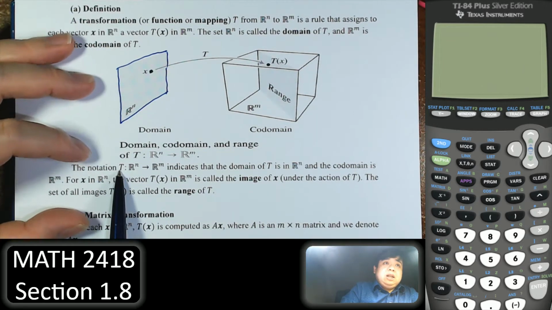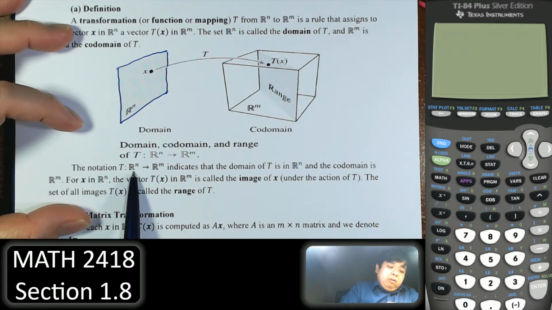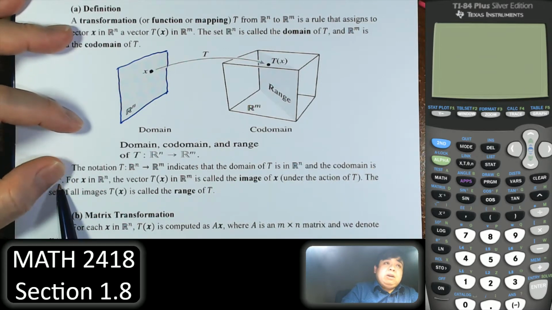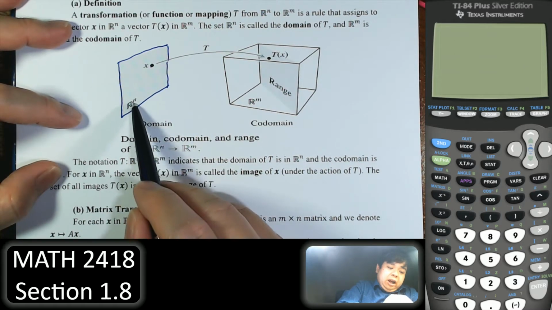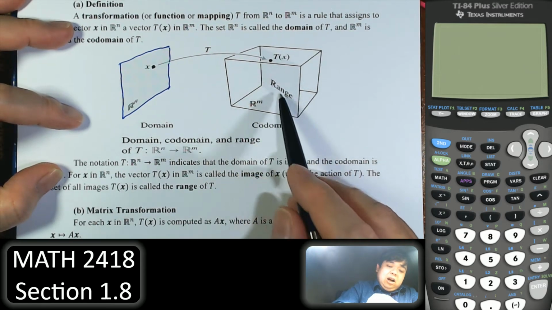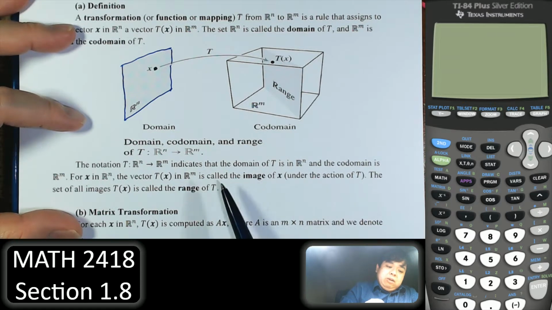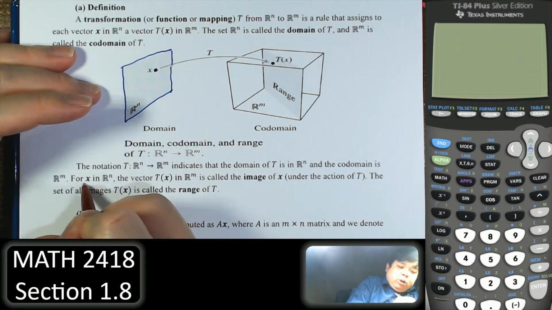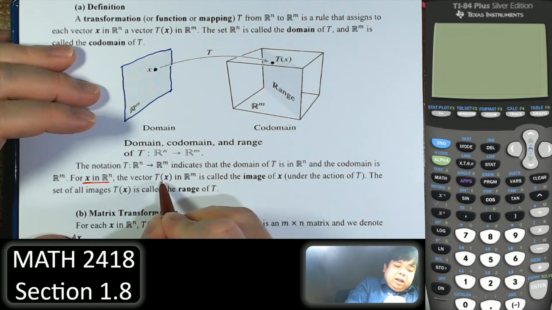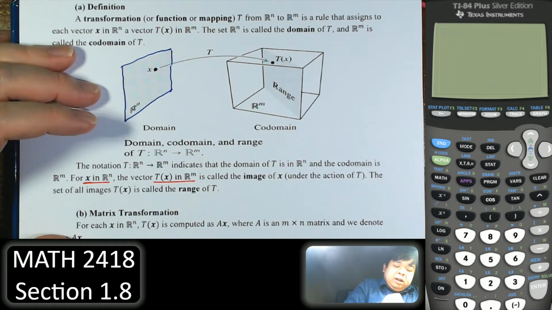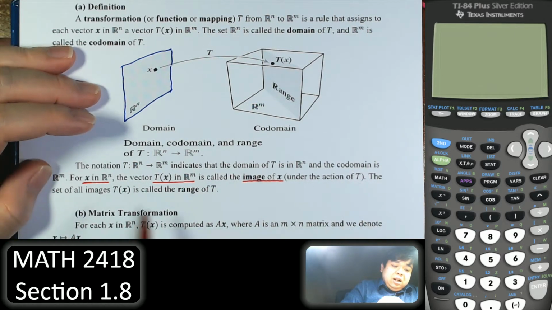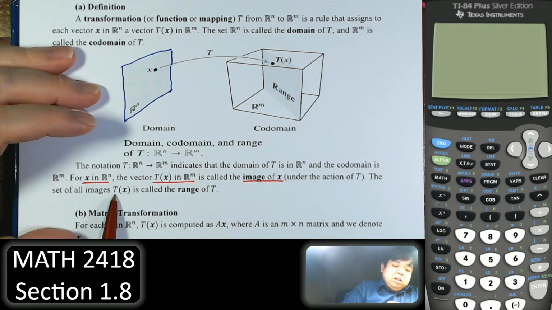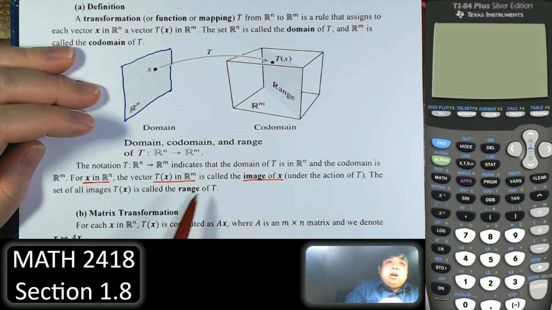The notation T from Rn to Rm indicates that the domain of T is Rn and the codomain is Rm. x is in Rn. The vector T of x in Rm is called the image of x. So if we have a point x in Rn, then T of x in Rm is called the image of x under the action of T. The set of all images T of x is called the range of T.